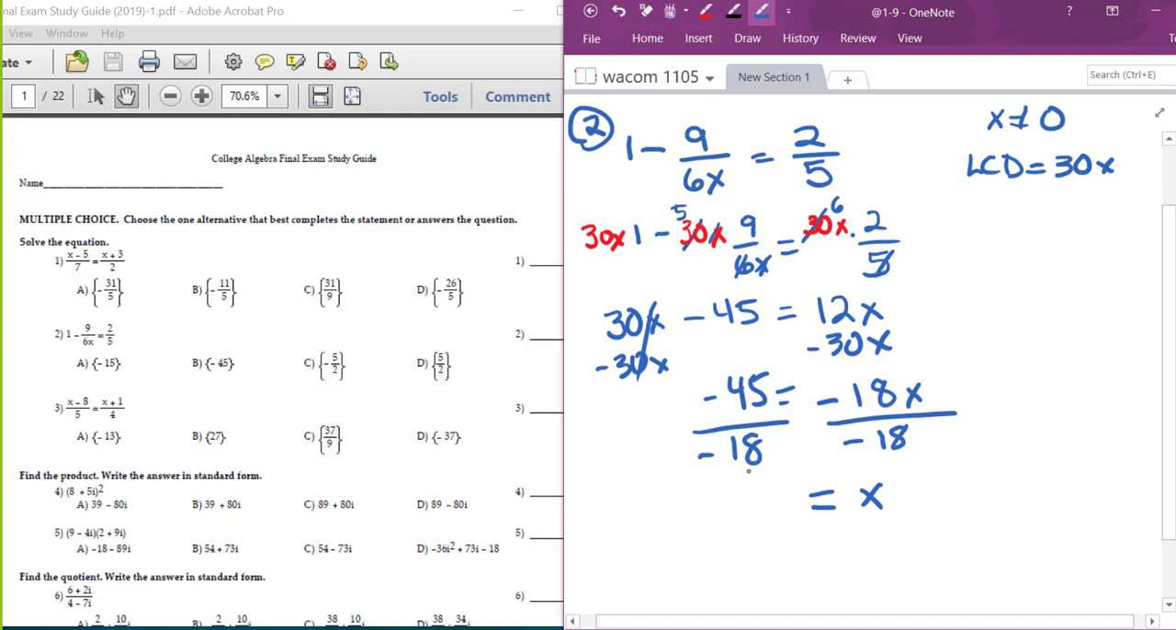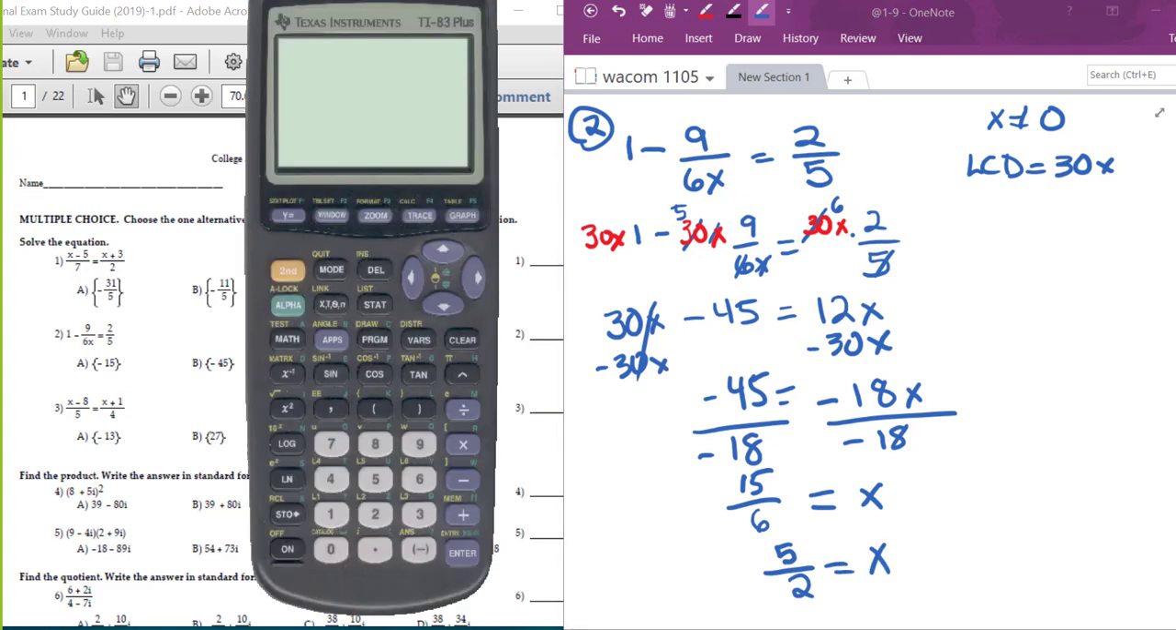There is a common factor of 3 in there. 45 divided by 3 is 15, 18 divided by 3 is 6. And there's still a 3, so I didn't go high enough. There was a 9 in common. So I have to reduce again. 3 will go into 15 5 times, 3 will go into 6 2 times.